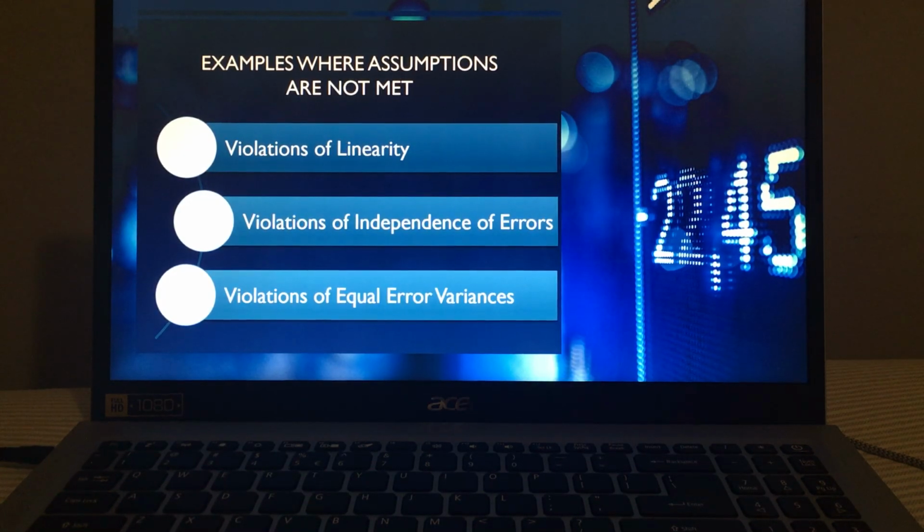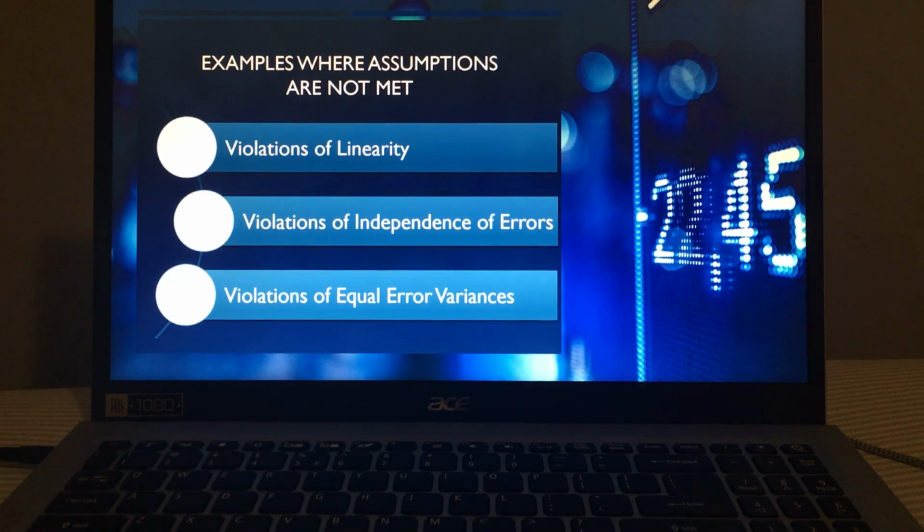Now we're on page 13. What would it look like if there was a violation of independence of errors? Let's recall that we checked this assumption by looking at a plot of residuals versus predicted values. We don't want to see any sort of relationship on this plot. So let's look at these examples on page 13.